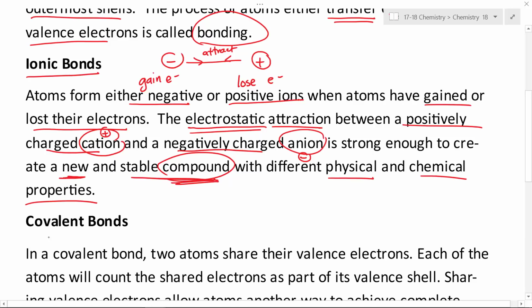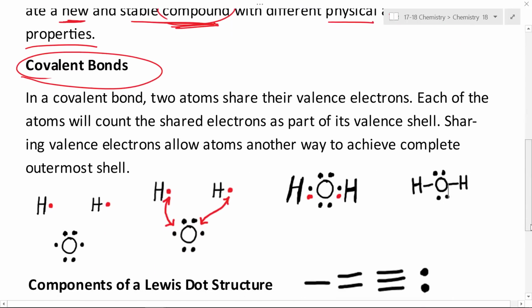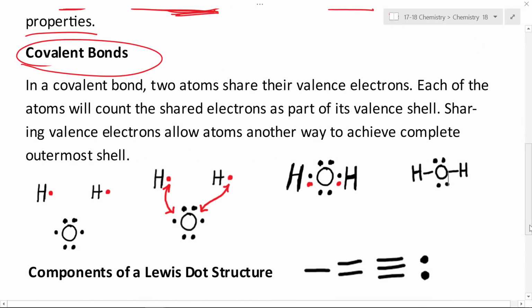Now today we are going to look at covalent bonds. And what is a covalent bond? Well, we talked about transfer in ionic bonds. Now a covalent bond is the last part, which is sharing electrons. In a covalent bond, two atoms share their valence electrons.